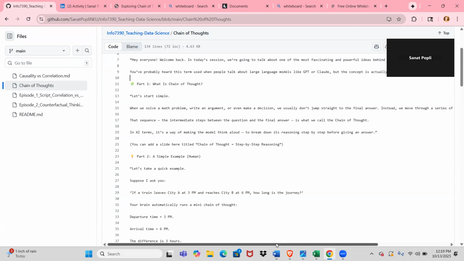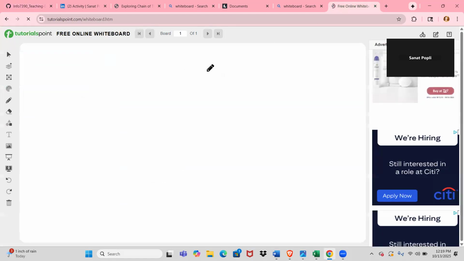So how will your brain work? Okay, the departure time is 3 p.m. and the arrival at the New York station is 6 p.m. So it's about 3 hours. That's how we just jump to the conclusion. Let's talk about a simple mathematical example of that.